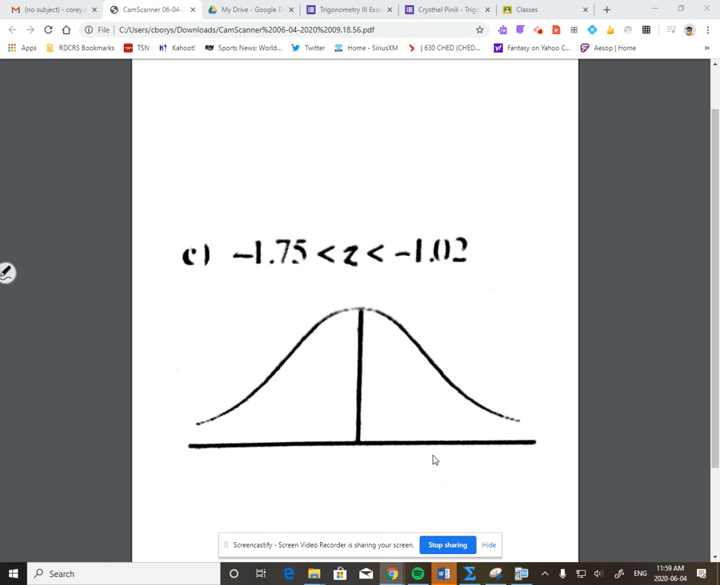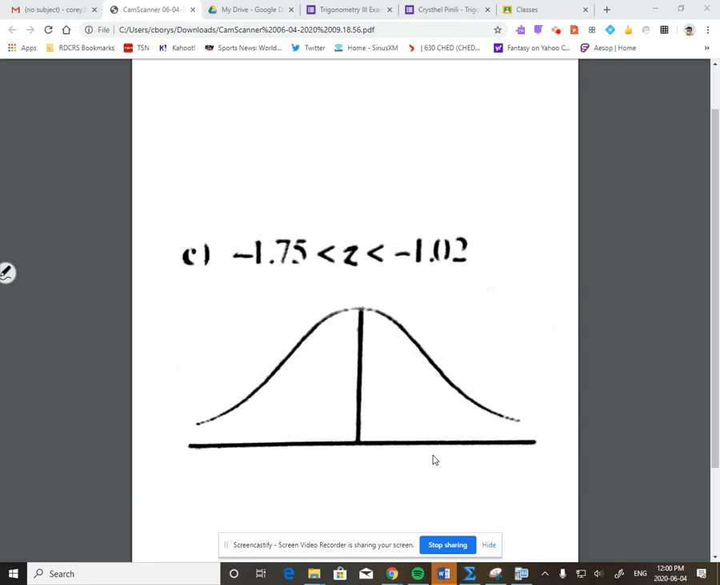Hi, Melody. So there's a lot to unpack in this question that you've given me, largely because I don't know what you know and what you don't know already. This question wants to find the area that's shaded under the area of a normal curve from a z-score of negative 1.75 to a z-score of negative 1.02.